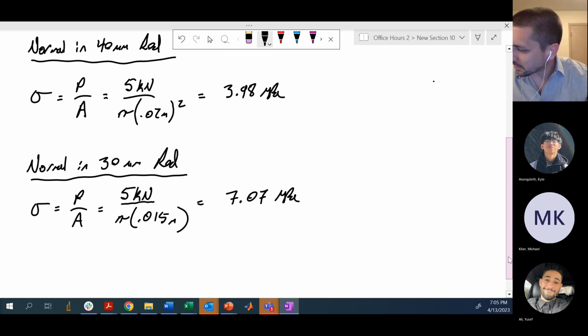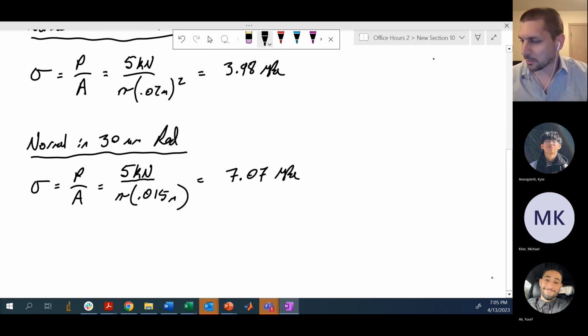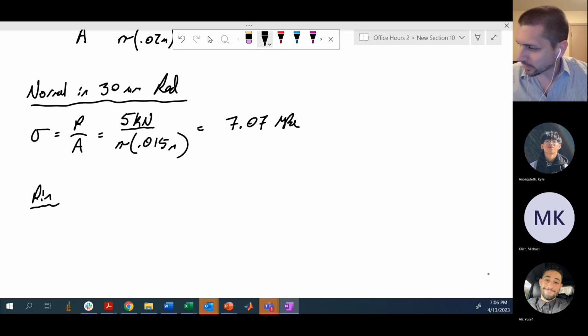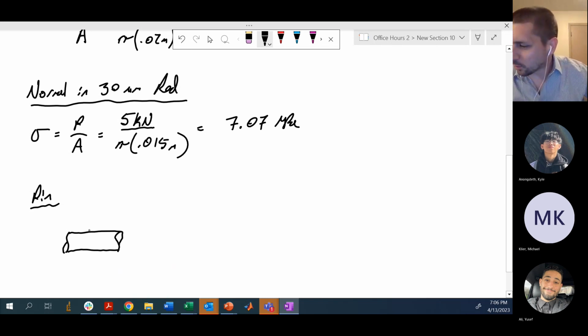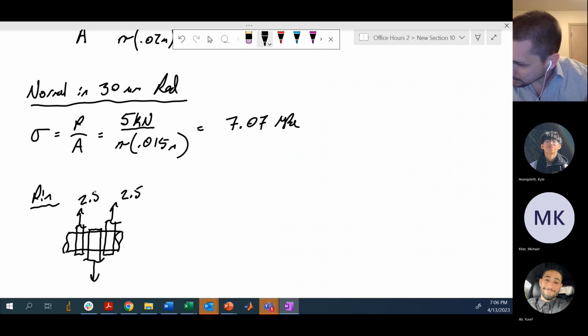Now, lastly, the tricky bit here is this pin in the middle. Like I mentioned, it's in double shear. So here we're in double shear, and remember what that means. If I'm looking at the pin like this and think about what's actually happening, it has one mechanism pulling it this way with 5 kilonewtons, and then the other side is pulling on it with 2.5 on each side. Okay, so this is what it means to be in double shear.